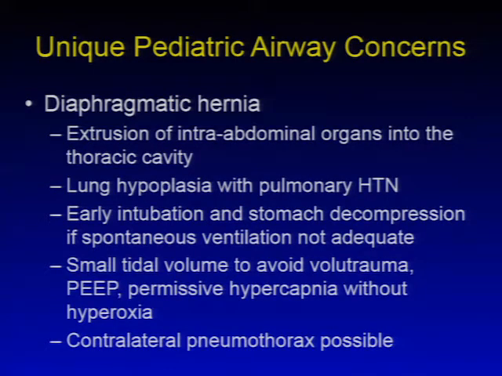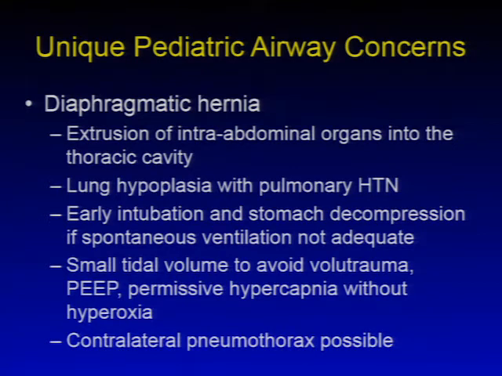There are other unique pediatric airway concerns that have to do with certain disease states. One important one in pediatrics is the congenital diaphragmatic hernia. This occurs when there's extrusion of the intra-abdominal organs into the thoracic cavity from a hernia in the actual diaphragm. What's noted is a scaphoid abdomen and an expanded thorax, and this may be obvious on the exam depending on how severe the hernia is. Also noted on exam will be breath sounds are absent on the affected side.